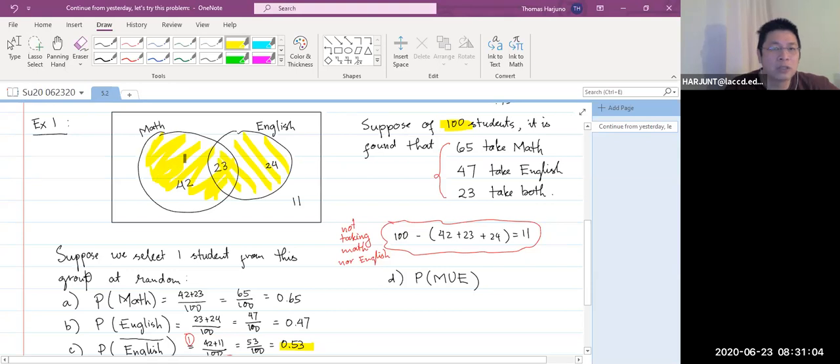Okay, once it satisfies math, you count it in. Once it satisfies math, you count it in, 42 plus 23, and then if it satisfies English, you count it in, 23 and 24, but 23 is already counted. I don't count it anymore. And we get 89 over 100, which is 0.89. Part E, what is the probability that we select one person at random, and that person will take math and English at the same time? This one is easy. This is 23 over 100.